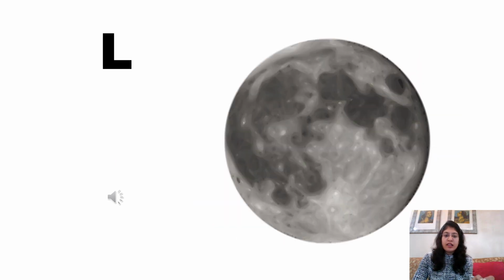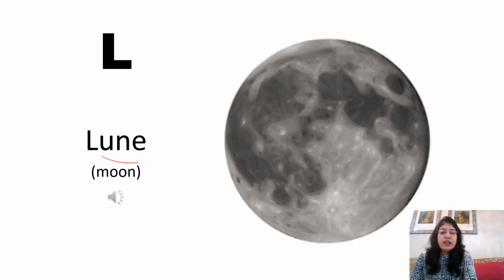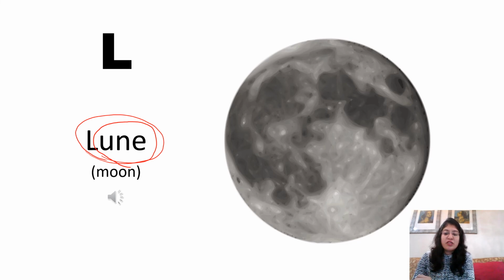L is called L in French also. L stands for lune, which means moon. Now look. The UNE sound is pronounced as yun in French. So moon is pronounced as lune. Now listen to the pronunciation of the native French speaker. Lune. Again, lune.